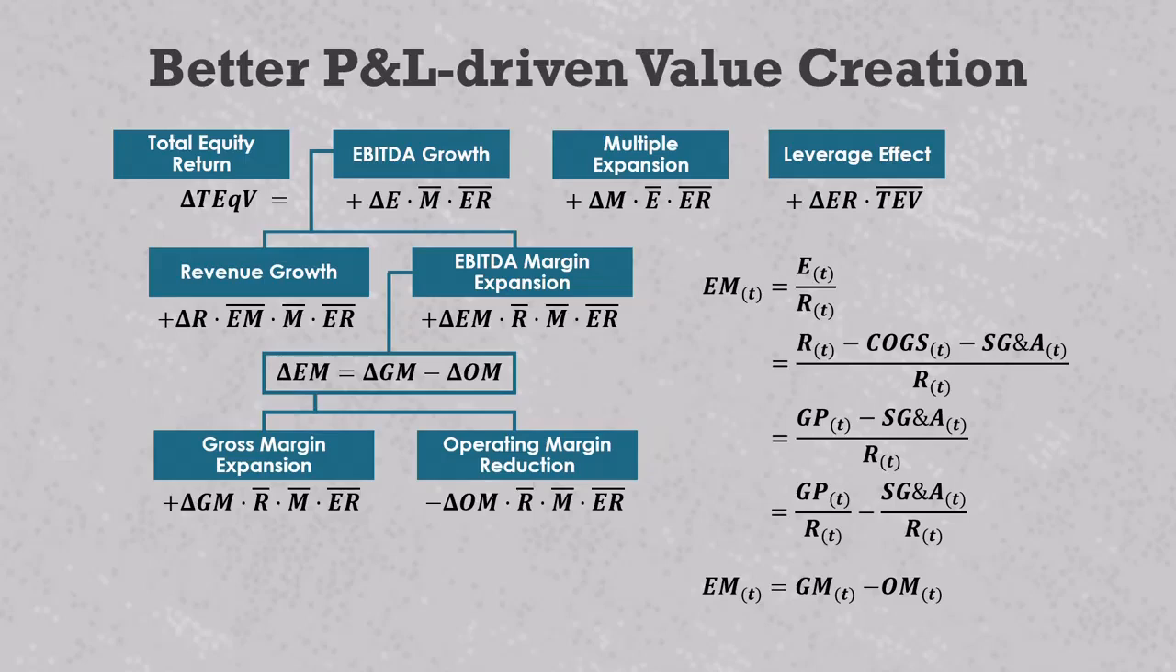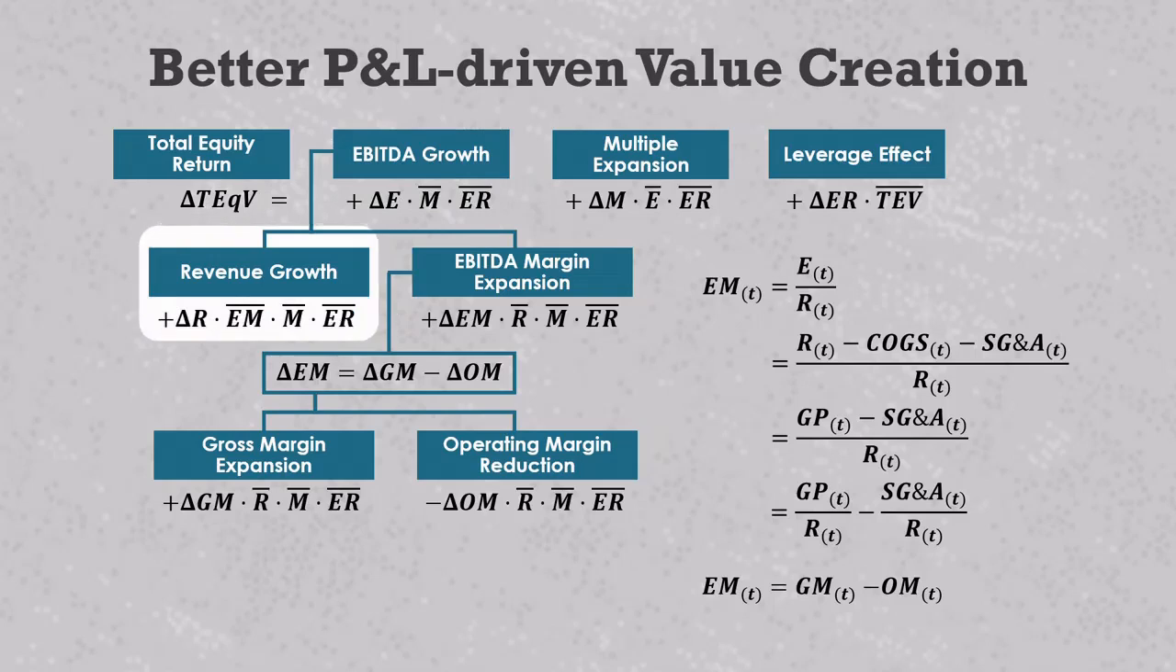Okay, let's do a quick sanity check on these formulas. The EBITDA growth formula says that we create equity value when EBITDA goes up because the delta E number will be positive. We've seen this before, but how does an EBITDA increase happen? Well, one way is to increase revenue.